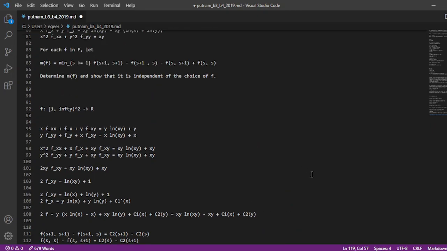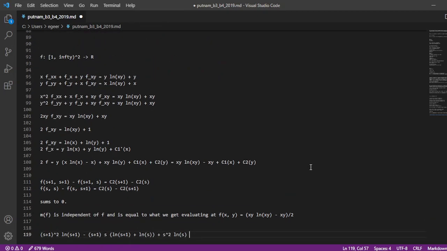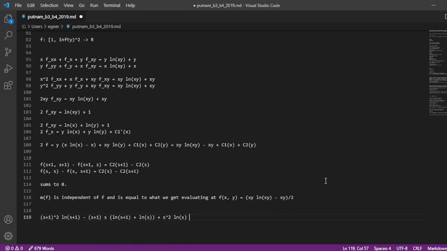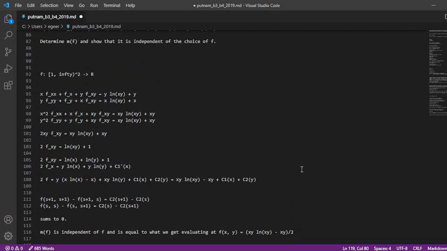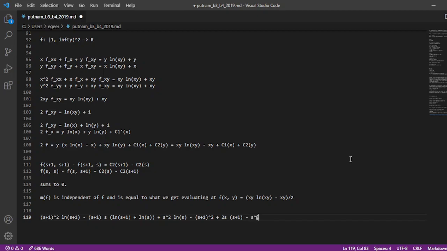And now we incorporate the term for xy. I'm pretty sure xy is actually going to vanish here. But let's write that out anyway. So (s plus 1) squared plus 2s plus 1, right, that's okay, that's true. And then minus s squared. And again, this is all going to be divided by half.